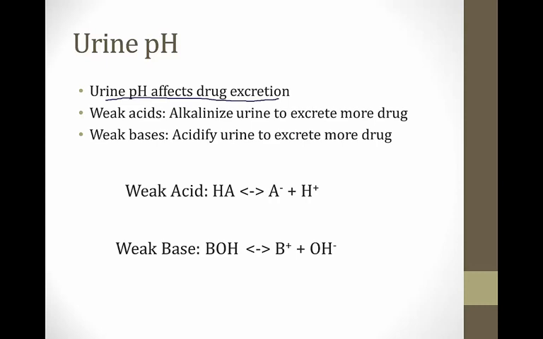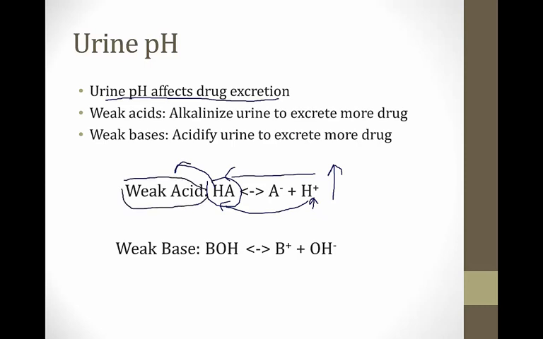Let's talk about the weak acids first. So if you have a very acidic urine, that means you have a lot of H plus molecules present in the urine, and that's going to drive this equation this way because we're going to have so much H plus on this side, the equation is going to go this way and form the unionized form of the drug. This is going to get reabsorbed, so an acidic urine favors the reabsorption of weak acids.